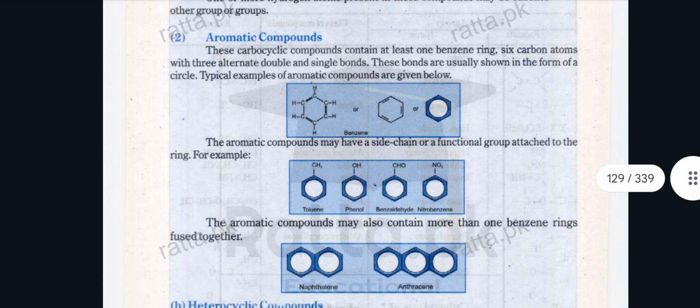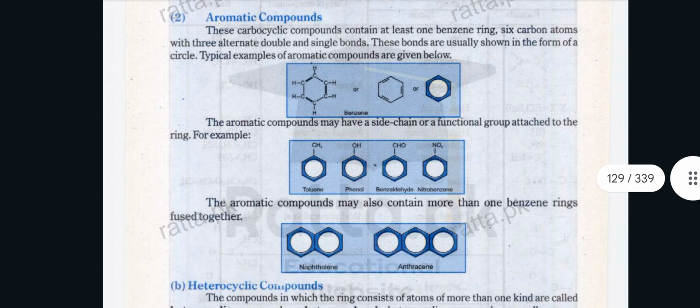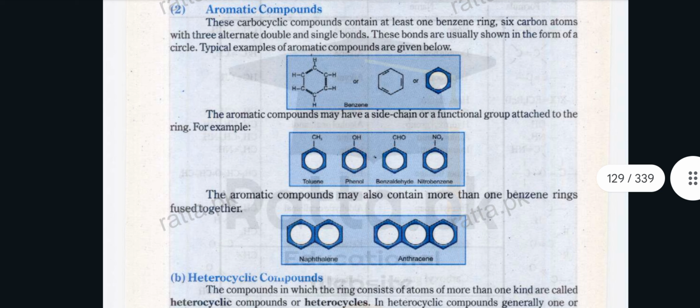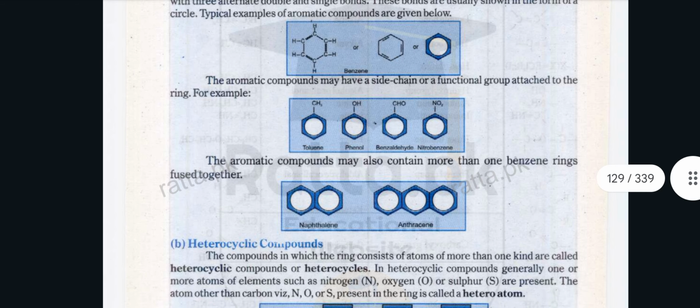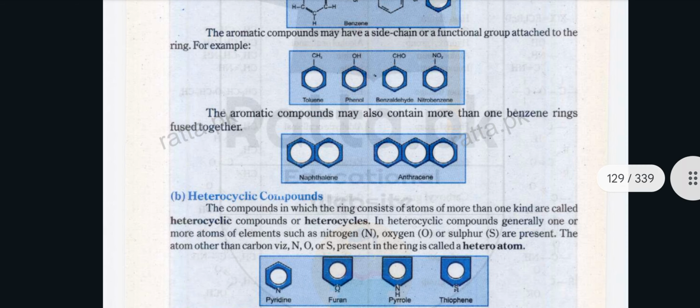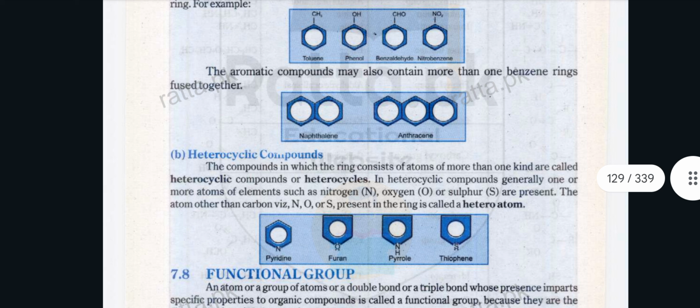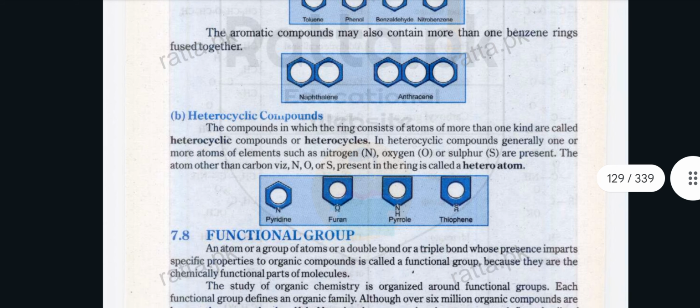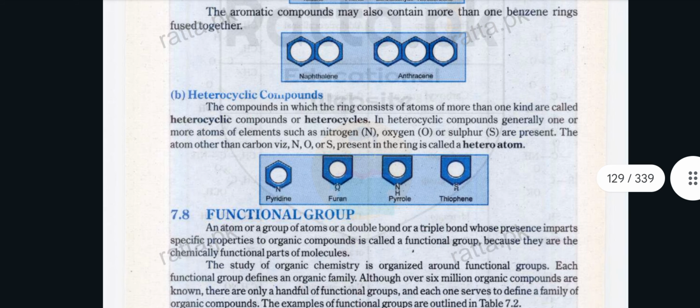Aromatic compounds. These carbocyclic compounds contain at least one benzene ring, 6 carbon atoms with 3 alternate double bonds and single bonds. These bonds are usually shown in the form of a circle, and typical examples of aromatic compounds are given below. Benzene. The aromatic compounds may have a side chain or a functional group attached to the ring, such as toluene, phenol, benzaldehyde, nitrobenzene. Or the aromatic compounds may also contain more than one benzene ring fused together, such as naphthalene or anthracene.